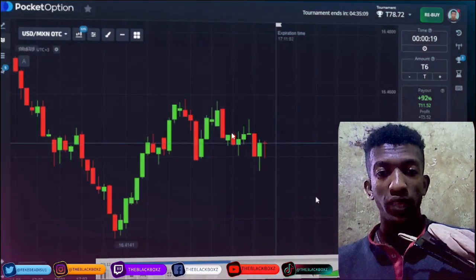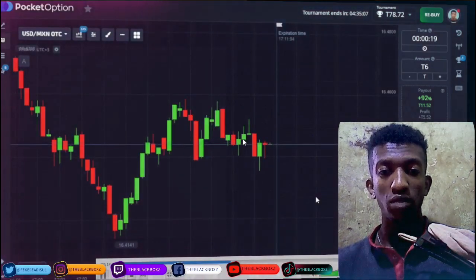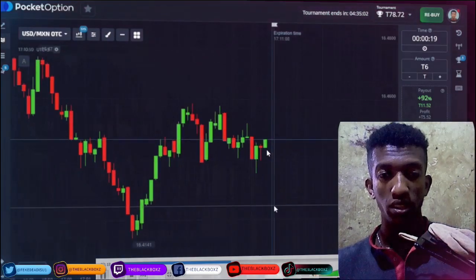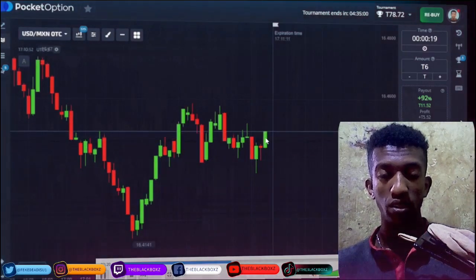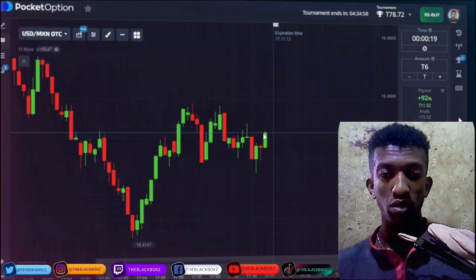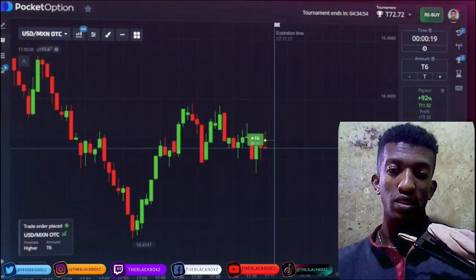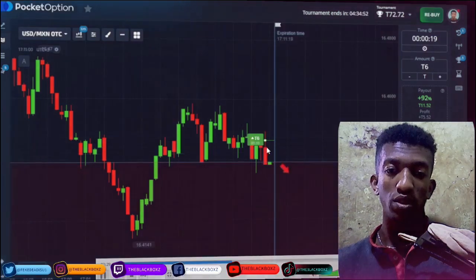Right there, I am expecting some kind of third model or the second model, which is break and retest. If that thing comes down, that is break and retest. If that thing blows past and rallies up, that is the third model. This is the second model.